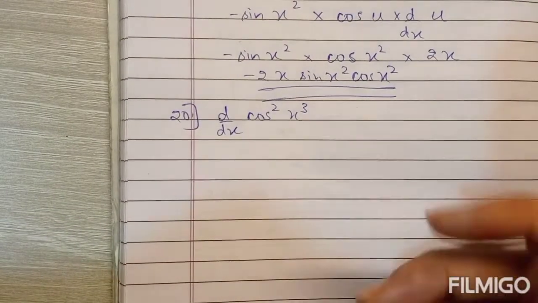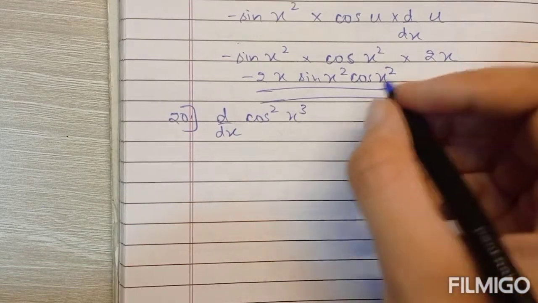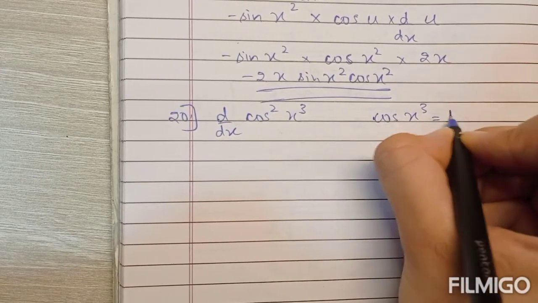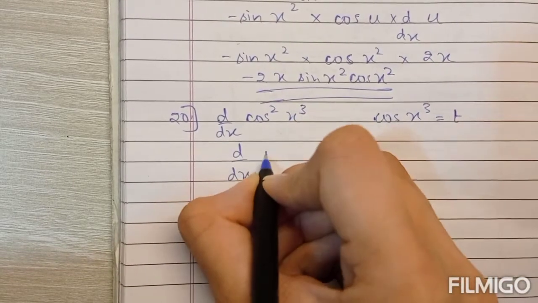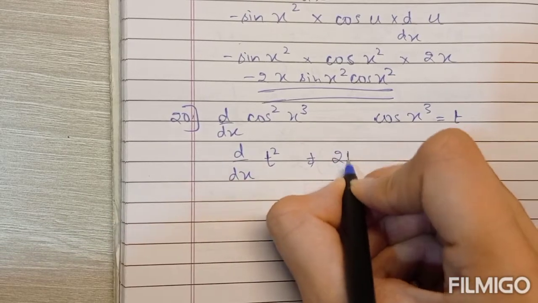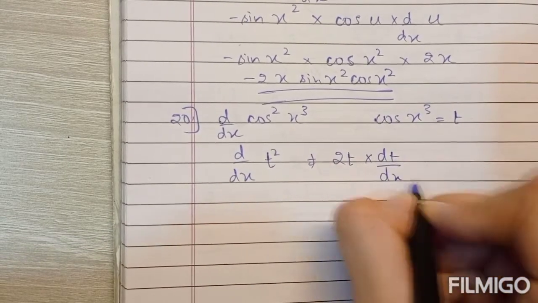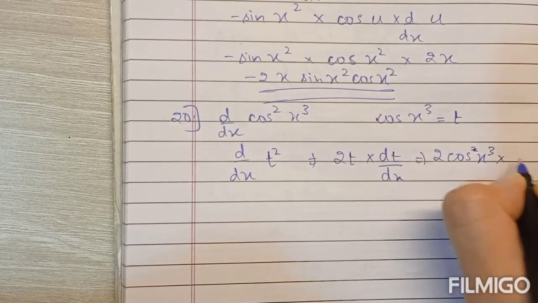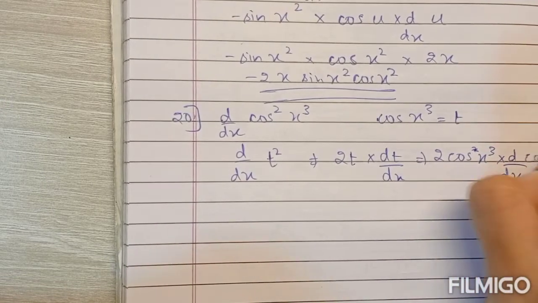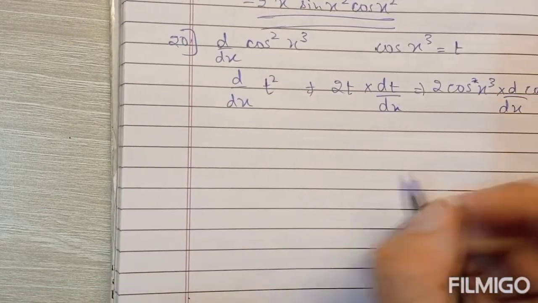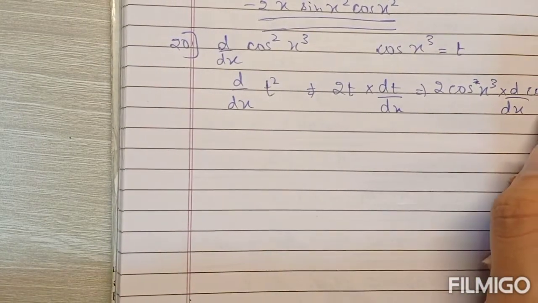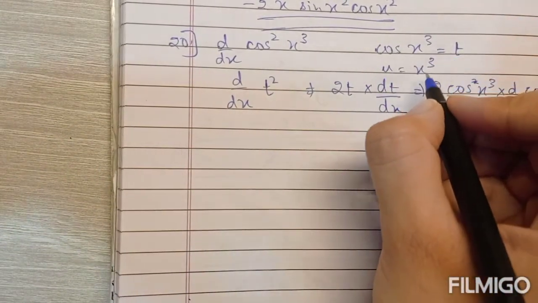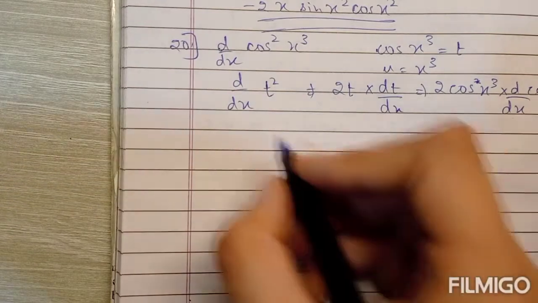Okay, so now we have the 20th question, the differentiation of cos square x cube. If we keep cos x cube as t, we have the differentiation of t square. This is 2t into dt by dx. So 2 cos x cube into the differentiation of cos x cube. Now we will differentiate cos u, where u is equal to x cube. I won't be substituting this from the next question onwards because I think you'll get the idea till then.